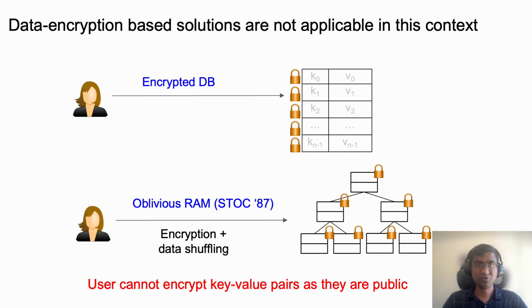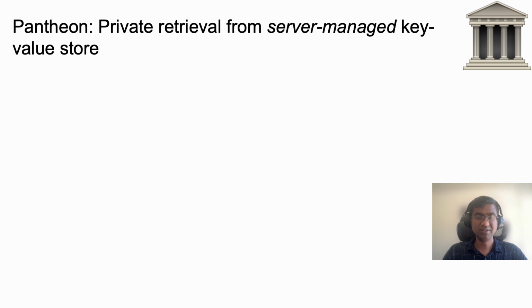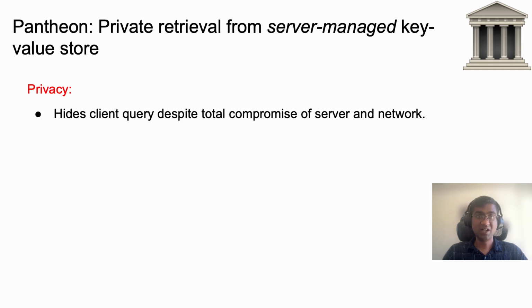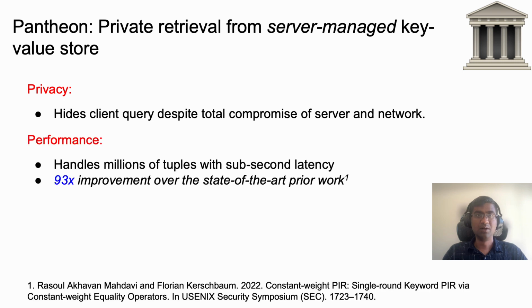Now I am going to introduce our work, Pantheon, that provides a solution to private retrieval from a server-managed key-value store. Pantheon hides users' queries even when the server or the entire communication infrastructure is compromised by an attacker. Performance-wise, Pantheon has 93 times lower latency than the state of the art and can support private retrieval from million-scale key-value stores with sub-second latency.